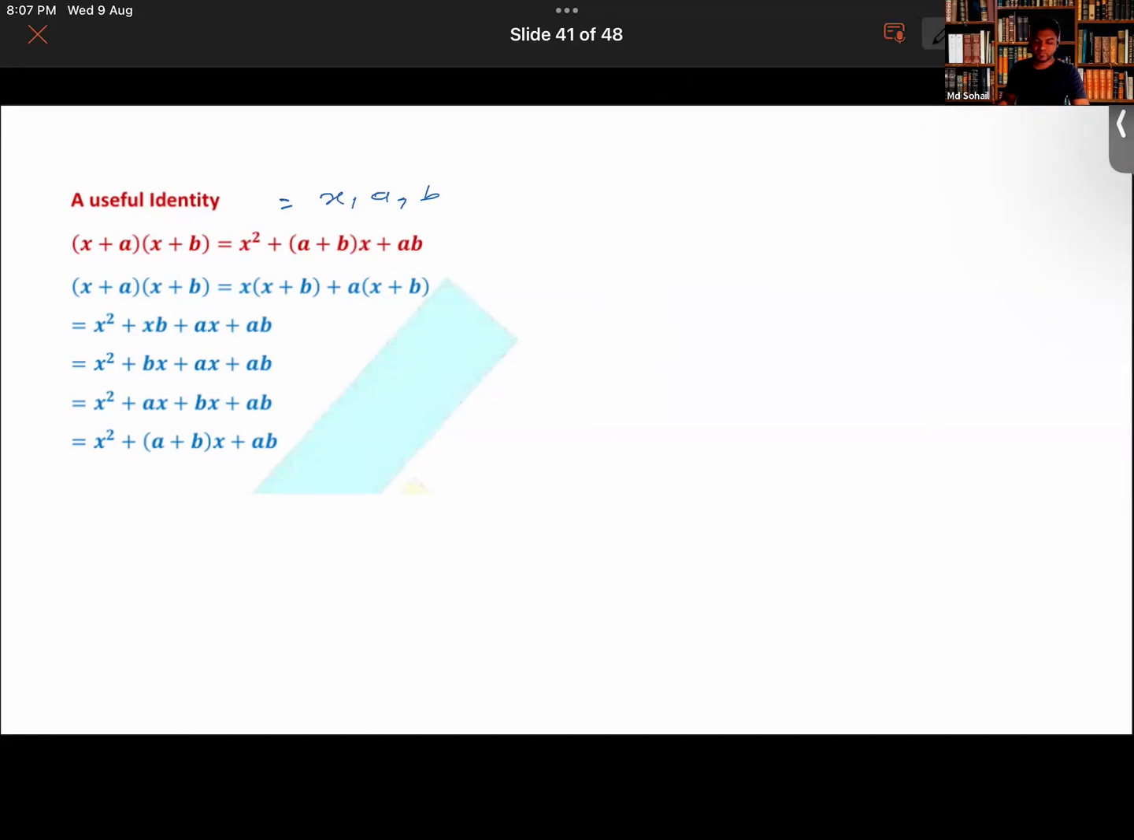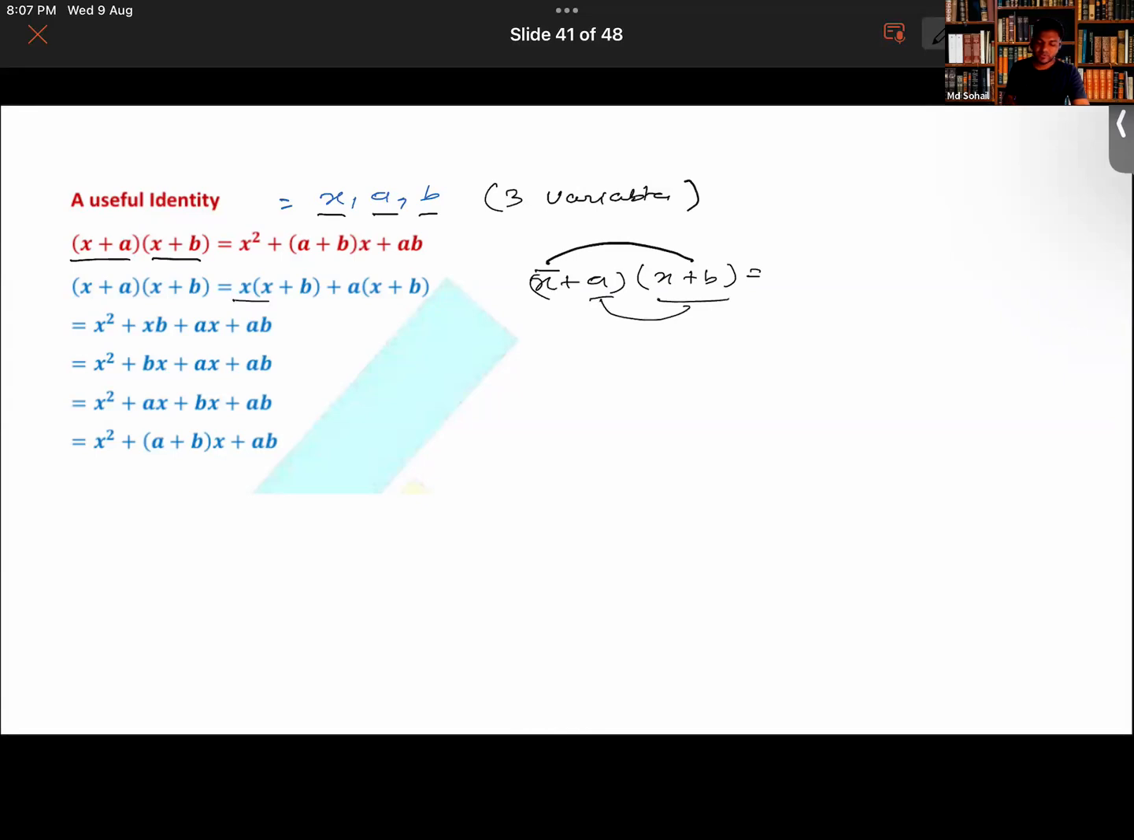Okay, no issue. So in this identity, you have got 3 variables, and they are in multiplication in this way: X plus A multiplied by X plus B. We are already familiar with how multiplication takes place. This term gets multiplied with all the terms here, right?